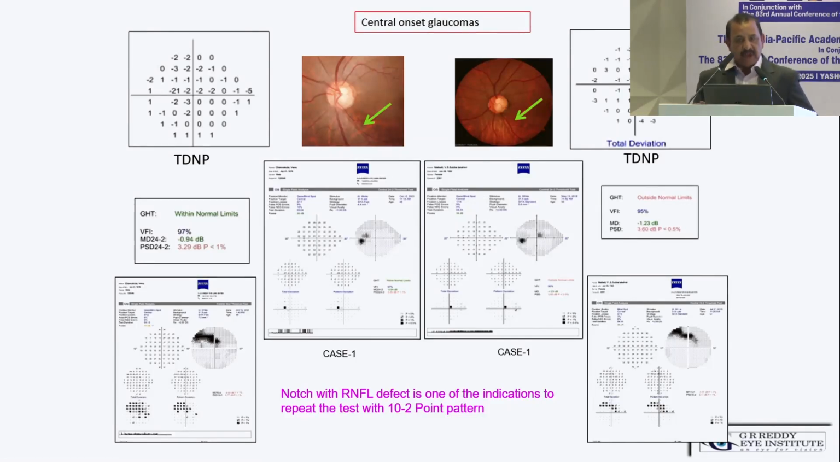Now if I see a notch and an RNFL defect, even though there is no gross reduction in the central 16 points, even though there is a localized scotoma, one scotoma, not fulfilling Anderson's criteria, yet I ask for 10-2, and we can see huge scotomas in the 10-2.